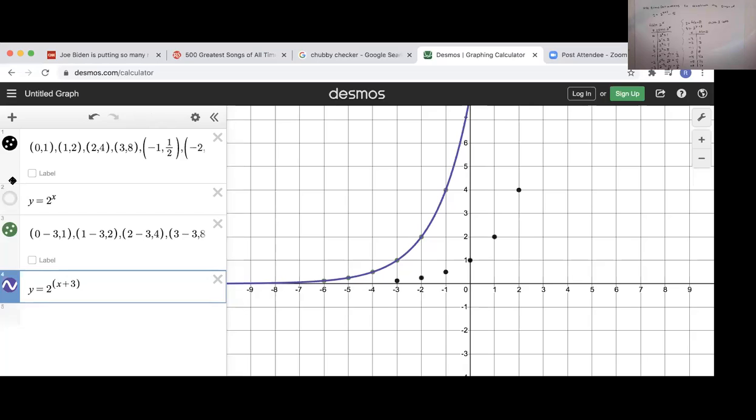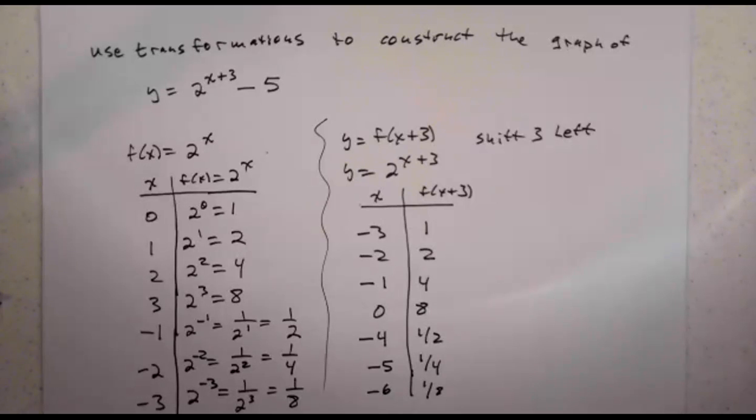So again, here's my original one. Black dots are here. Everything is moved 3 places to the left. All I've done is copy those points and subtract 3. So 0, 1 became 0 minus 3, comma 1. 1, 2 became 1 minus 3, comma 2, etc. And then I saw that y equals 2 to the x plus 3 is that graph. So great, I have all of those points.